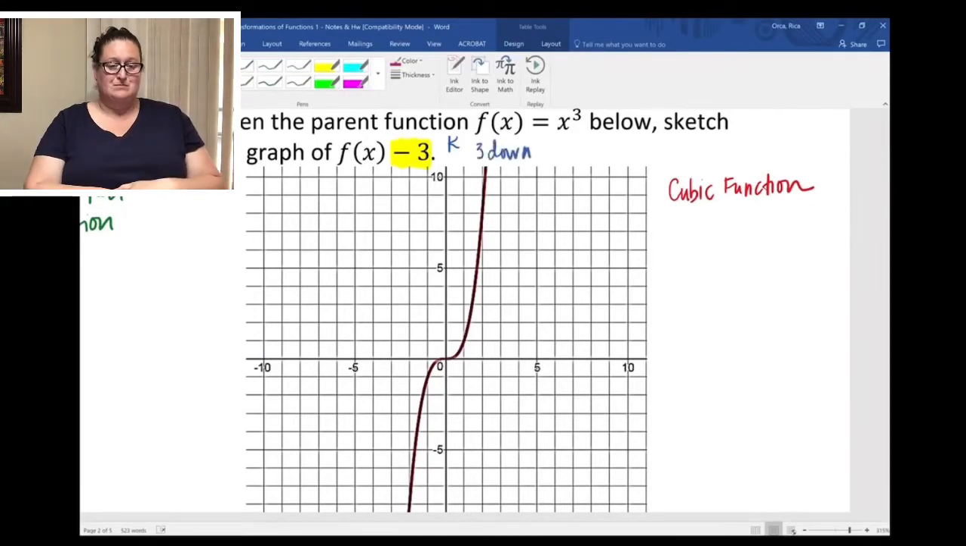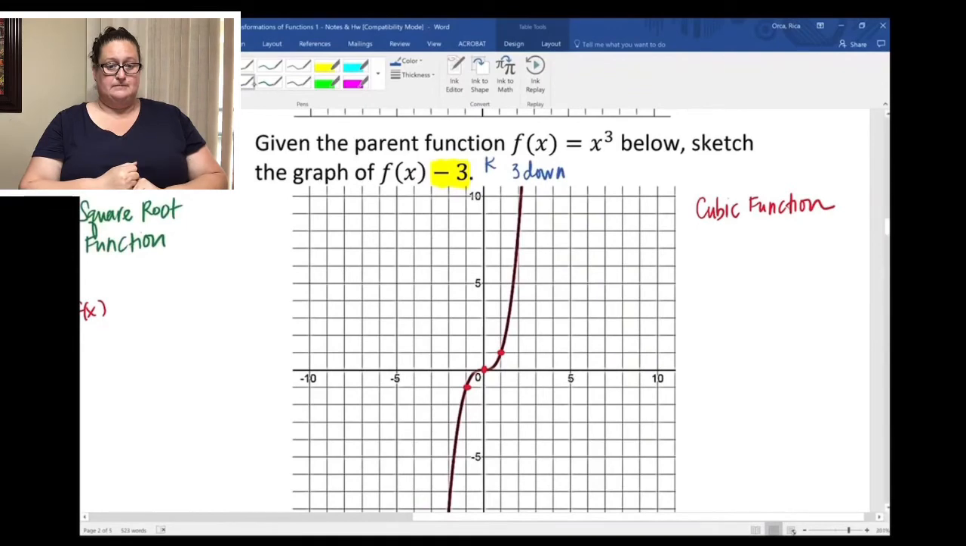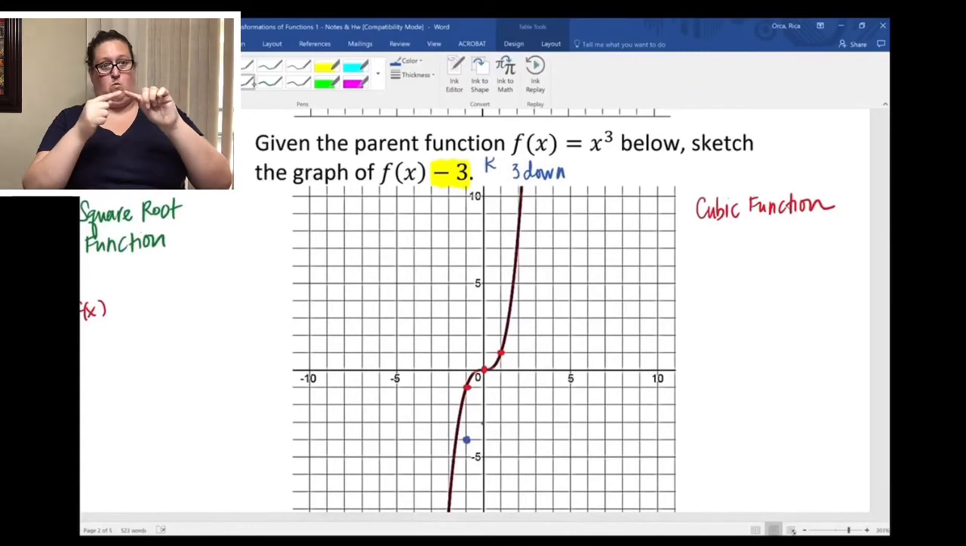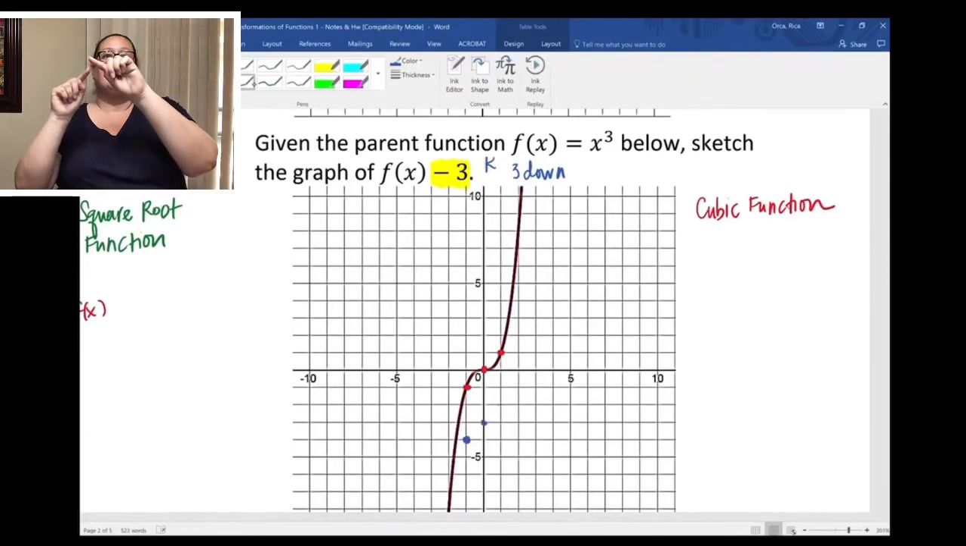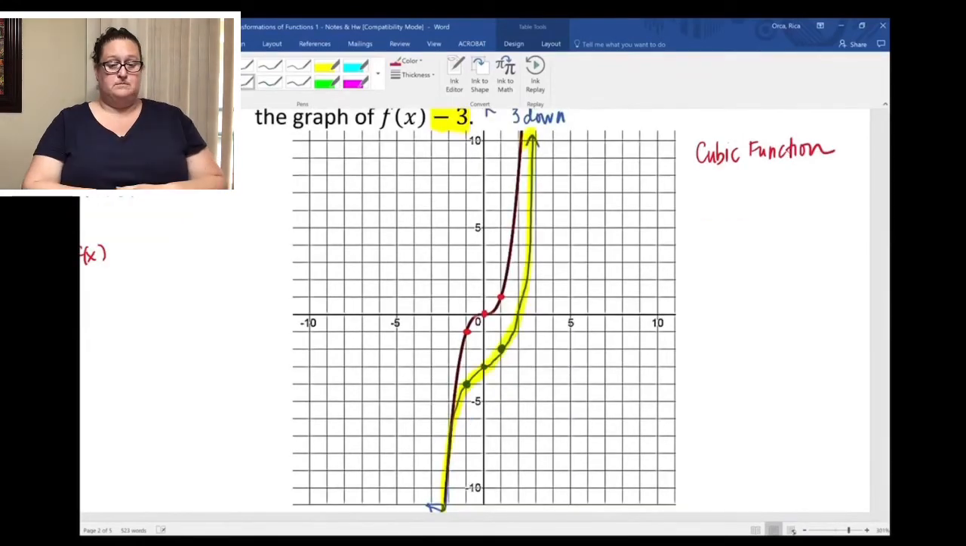Let's pick 3 points from the curve. We have -1, -1, 0, 0, 1, 1. Now let's take those points and move them 3 units down, starting with -1, -1. 1, 2, 3. Now draw the graph and label f of x minus 3. You're getting the hang of this.